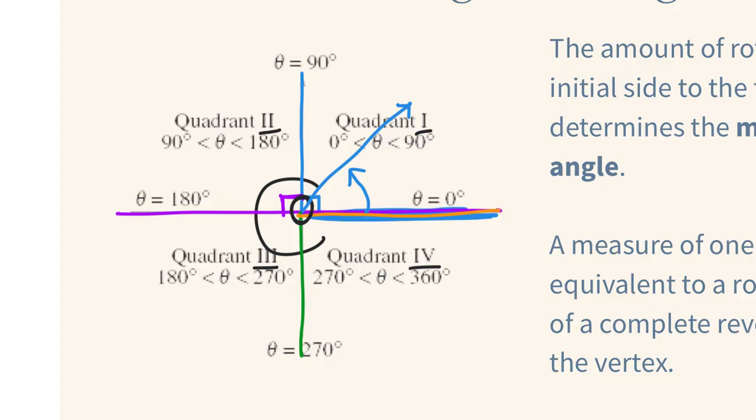Now if they said, okay, sketch something that's 170, I know that's in quadrant 2 because that's in between 90 and 180. Again, it doesn't have to be perfect, but I do have to see that you're starting at that initial side and you're going in the positive direction for my angle. Okay, and same thing for all of these.